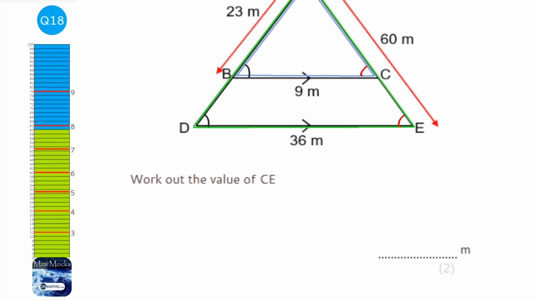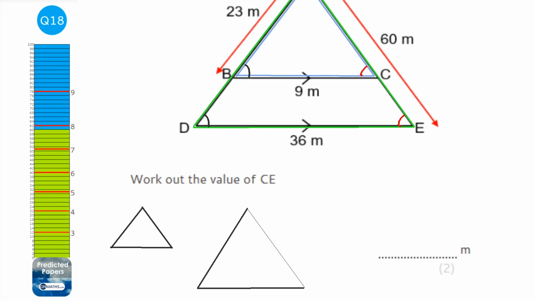So, important first step of this is to draw out the two triangles. Okay, and I'm just going to sketch them out roughly. So a small one, and we've got the big one. And then copy the lengths. So this is going to be 23, this is going to be 9, this is going to be 36 at the bottom here, and this one's going to be 60. Okay, now ask for the value of CE, which is this bottom length here. That's the bit we're trying to find. But I'm going to ignore that, and I'm going to work out what AC is.